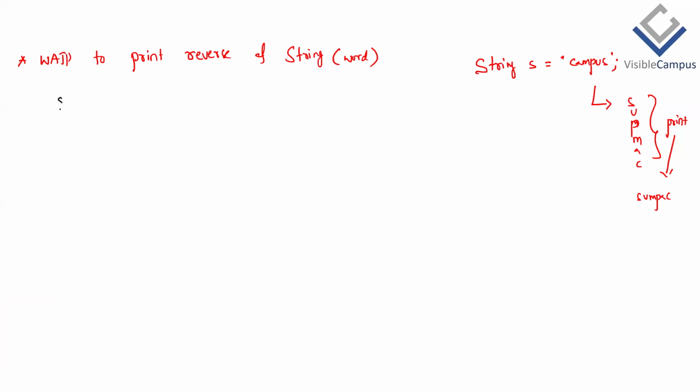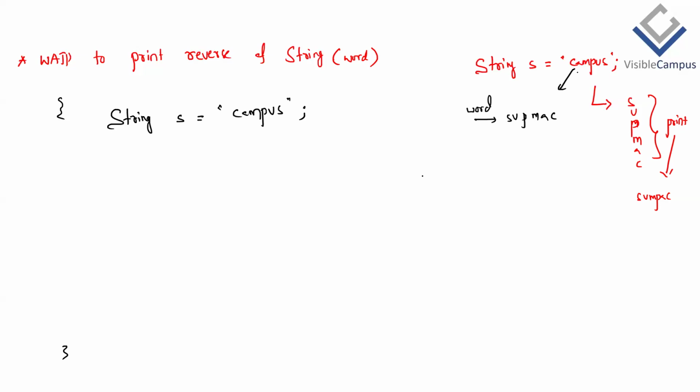So for this, what we have to do is, first, take some string input, String s = "campus". Here we know that this is not recommended. What's the expected output? We have to get it as a word, campus only, but in reverse order.